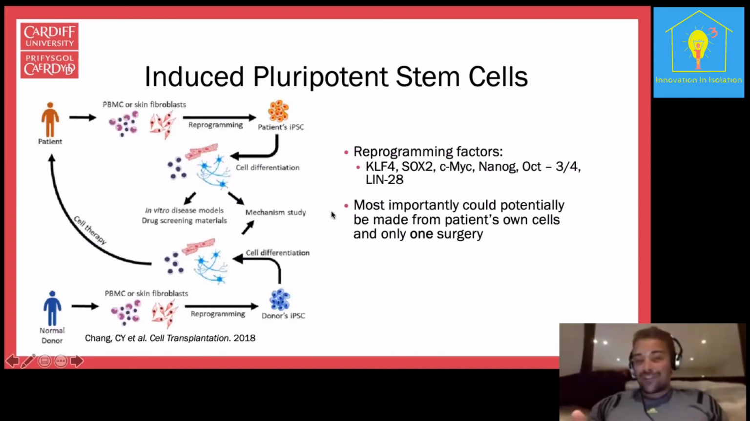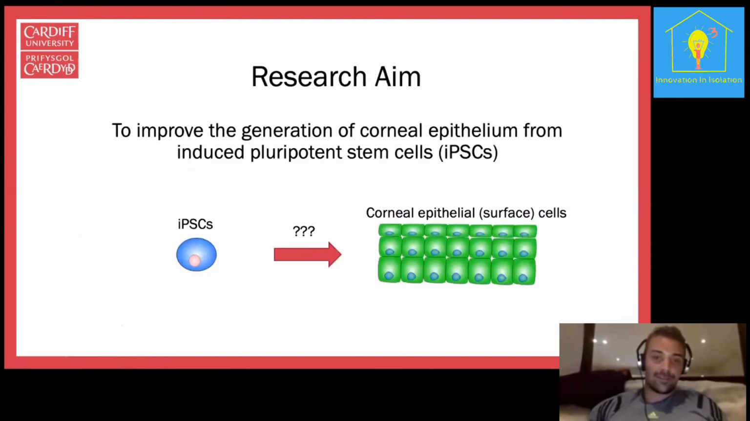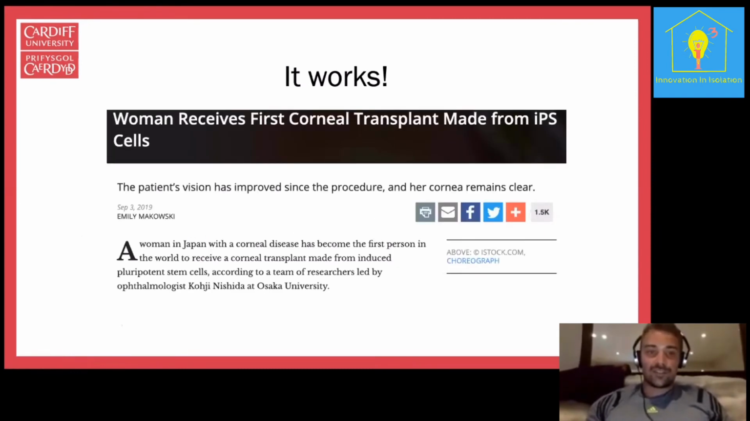Which all sounds very good in theory, but it's very, very difficult to reprogram cells from a patient, for example, and also for this differentiation. There's a lot of complex factors that produce this effect. So I'm going to talk about that now. As I said, our need is we want to make these limbal stem cells, so the corneal epithelial stem cells. So how do we get from these iPSCs, which we can make, into the corneal epithelial surface cells?